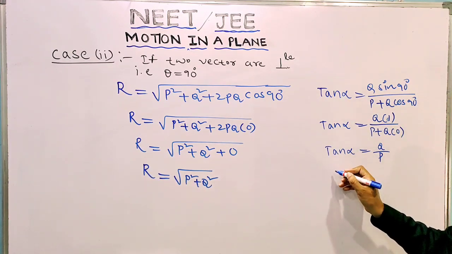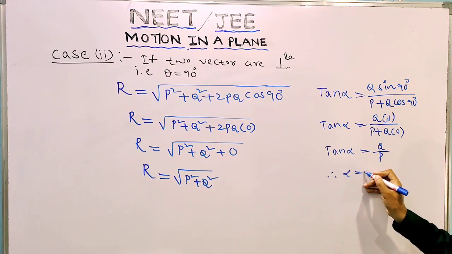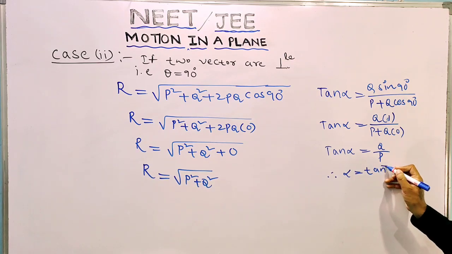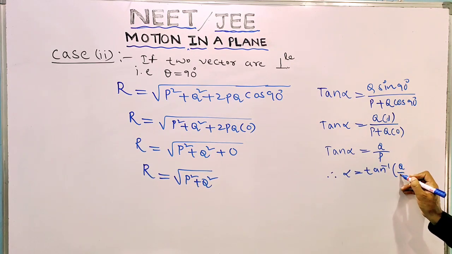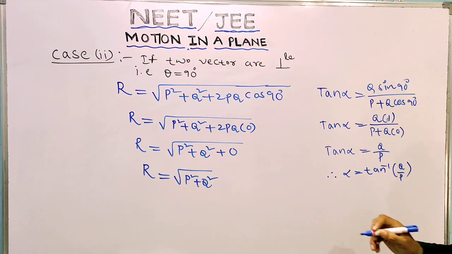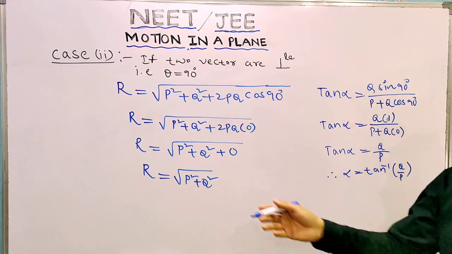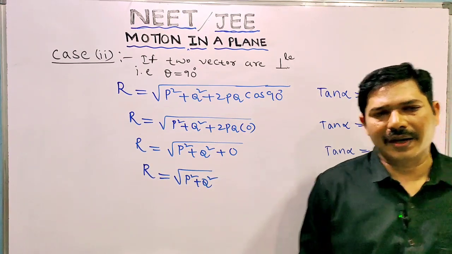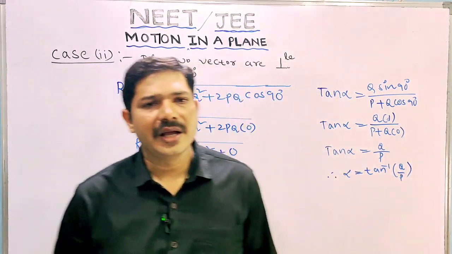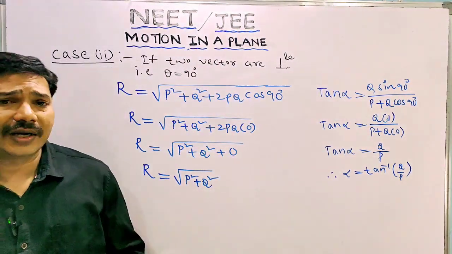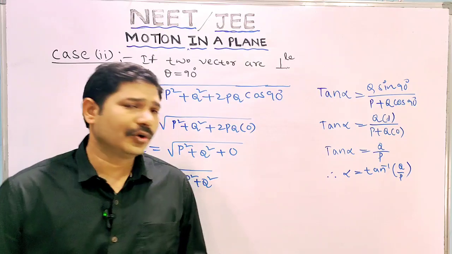Therefore, alpha equal to tan inverse of Q by P. The resultant is under root P square plus Q square, and the direction is tan inverse of Q by P.